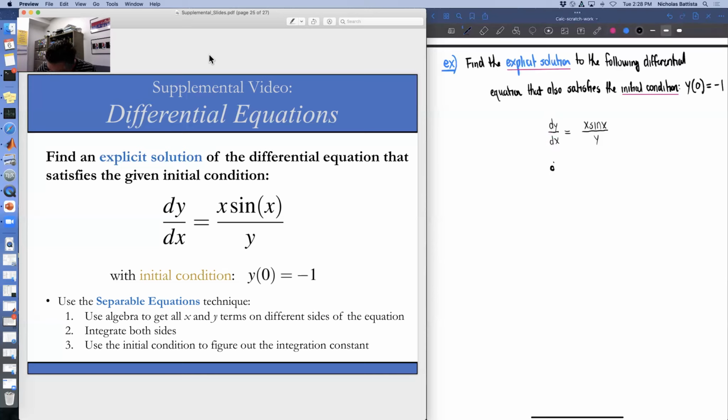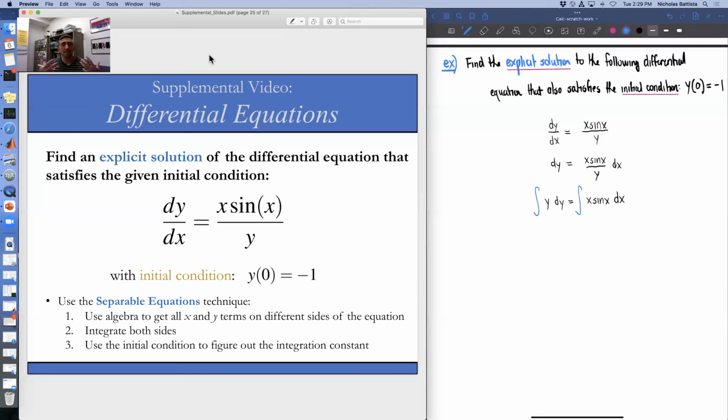So we have dy on the left-hand side. On the right-hand side, we have x sine x all over y dx. And now we still have some y dependence over on the left-hand side in that denominator. So we can multiply both sides by y to get all of the y's finally on the left-hand side. All right, so now that we have all the y variables on the left-hand side and all the x's on the right, we can go ahead and integrate both sides.